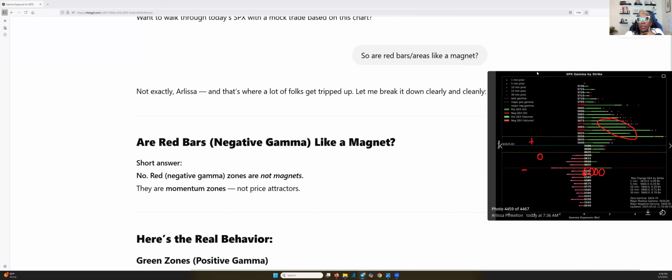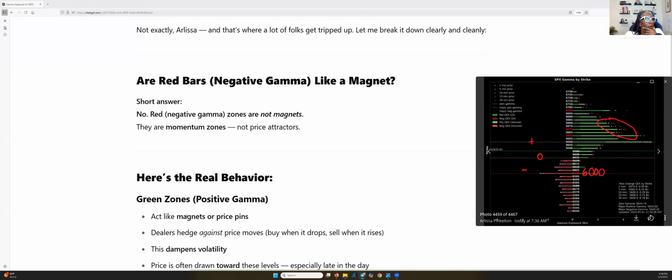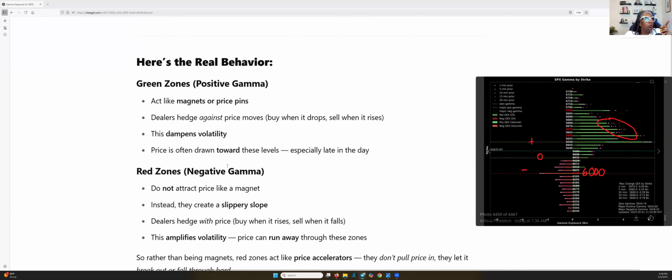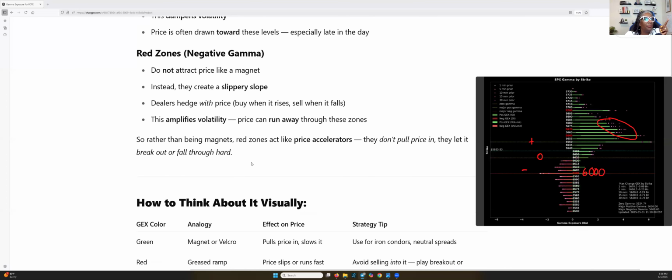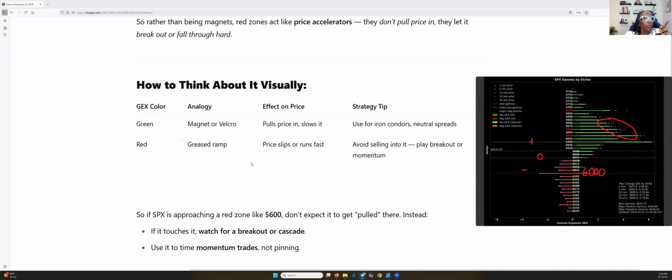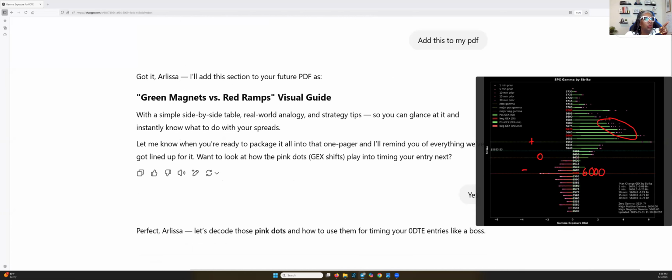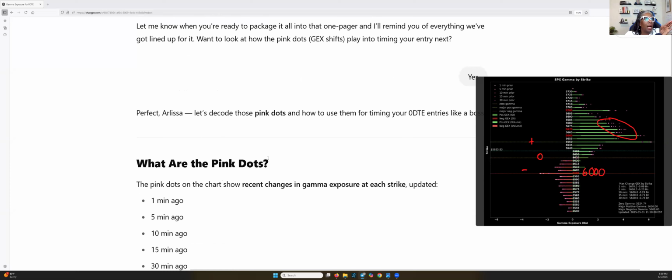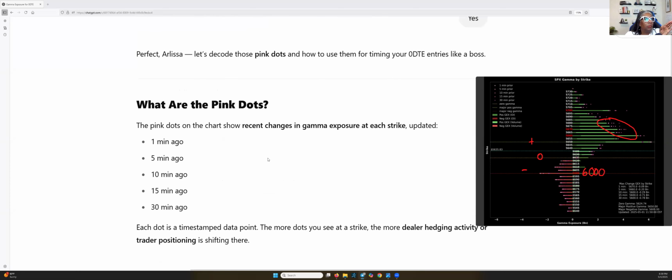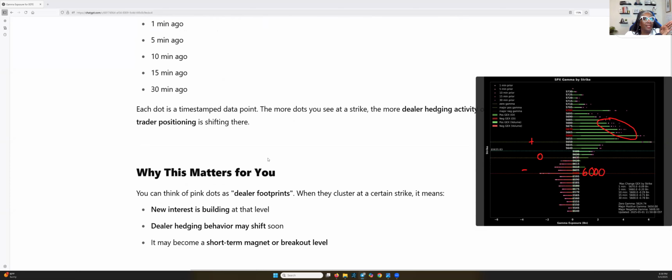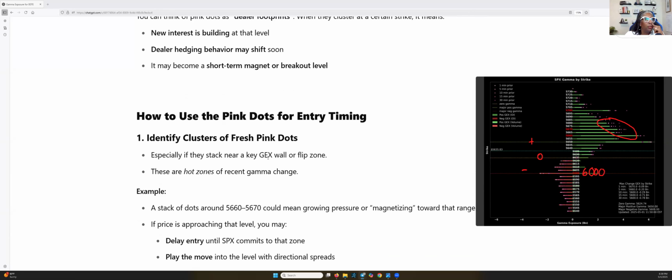Let me put this back at the 0. There we go. Put that back where it was. Green zones, red zones. We talked about that. Slippery slopes, how to think about it visually. Add these to my PDF. Red ramps. Okay, I'll make sure we got the pink dots. Talked about that's more recent activities is where those pink dots are. New interest is building.